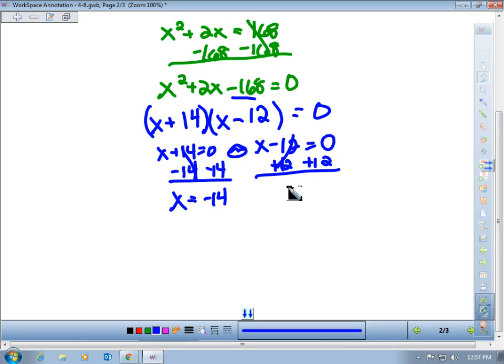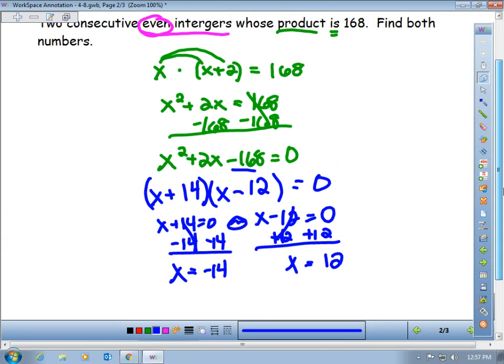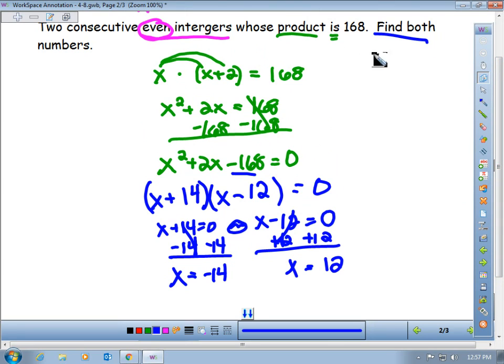Now, normally you'd say, oh, I'm done like I was in the last one, but really you're not. Because what I want to know is I want to find both numbers. Have I found both numbers? Does 14 times 12 equal 168, negative 14 times 12 equal negative 168? No. So what I have to do is I've got to take this negative 14.